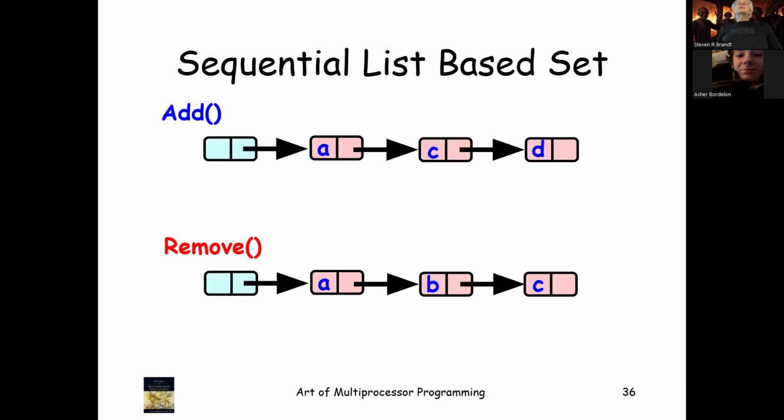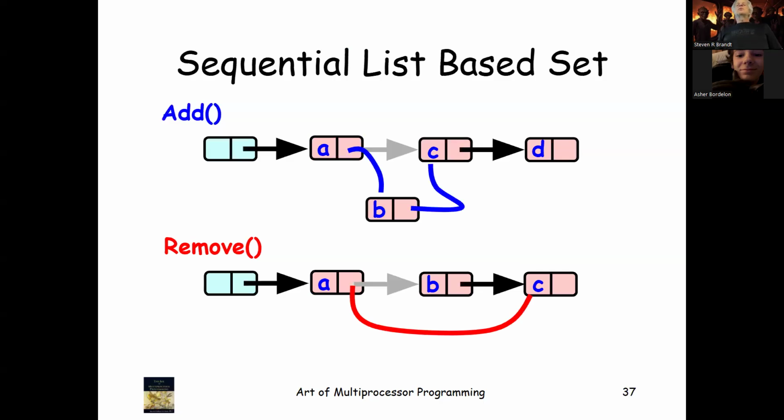Okay, so here's two lists. We can add and we can remove. So in this top one, we're adding B, and the way we add B is we create this node B, we set its next pointer to C, and then we swing the next pointer from A to point to B. And we can remove B by taking the pointer in A and swinging it around B to point to C. And the garbage collector will see that the memory for B is cleaned up.